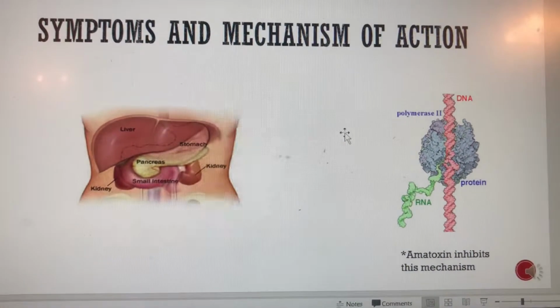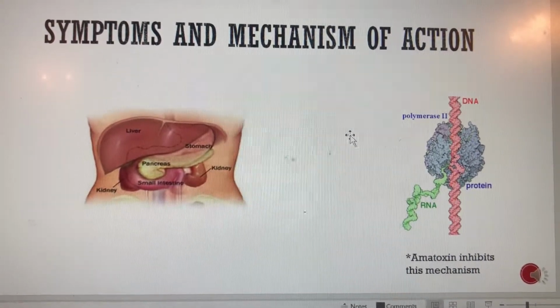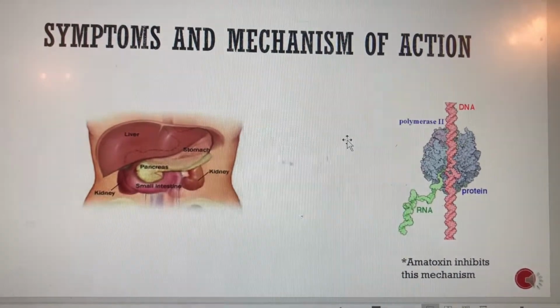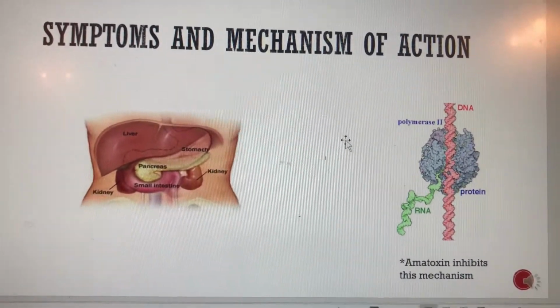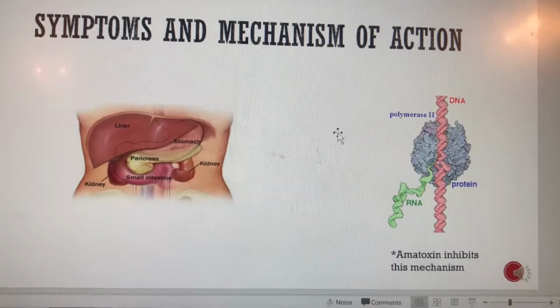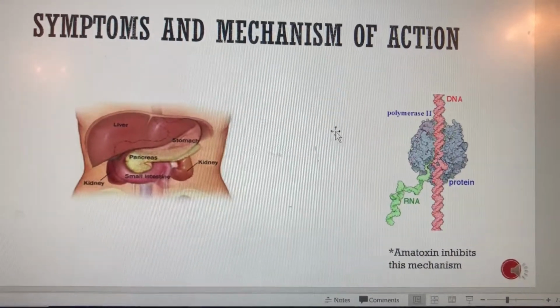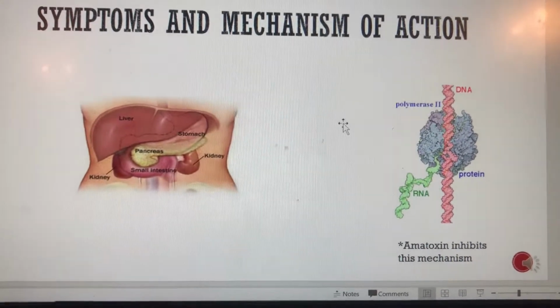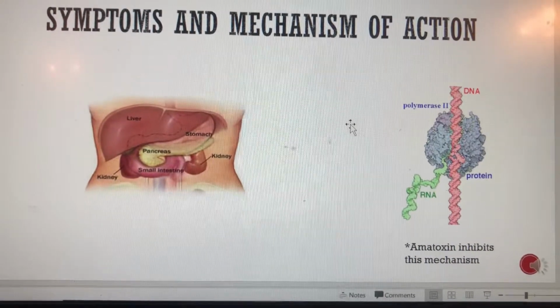Now, this sudden die-off of cells in the liver and the kidney will lead to hepatic failure and liver failure. This is the main mechanism by which people die from it. Obviously, if your liver fails and you don't have medical attention, you will die pretty fast.